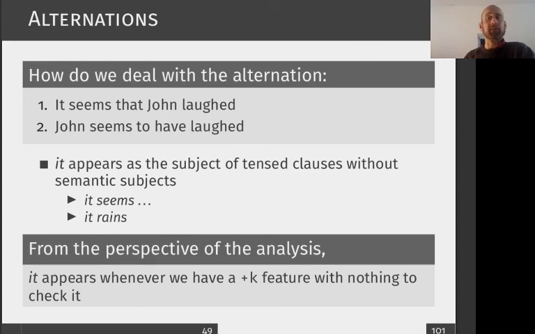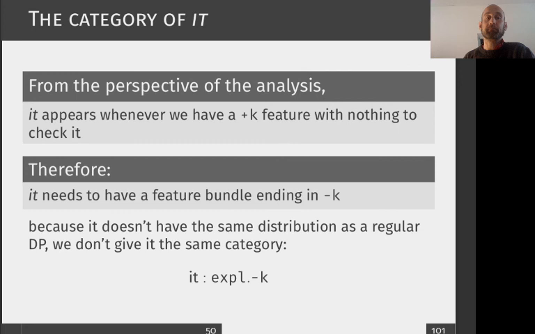But from the perspective of our analysis, it appears whenever we have a plus k feature with nothing to check it. Right? This is the last resort of it. It appears when we need a subject and we don't have a subject. So it has to have a feature bundle ending in minus k, because it lands in a plus k position. It can only do that if it has a minus k feature.